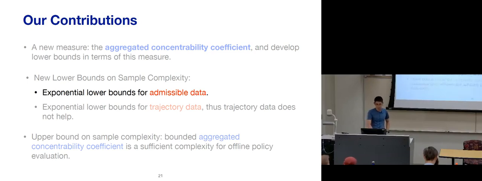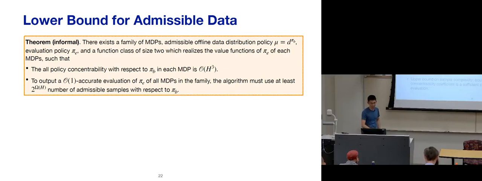So we'll go through the exponential lower bound, how we achieve the exponential lower bound for admissible data. This is admissible data across the H layers. We have this theorem showing there exist MDPs, offline data distributions pi b, an evaluation policy pi e, and also a function class, so that the considerability coefficient is small, but it still requires an exponential number of samples to do offline policy evaluation.